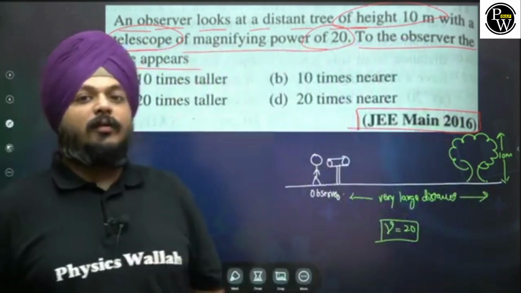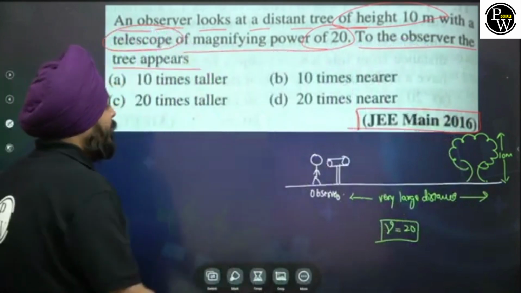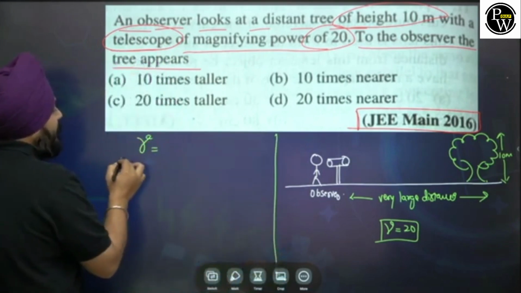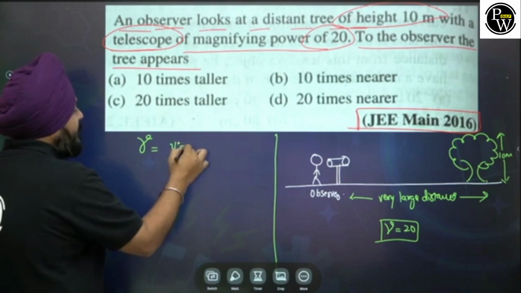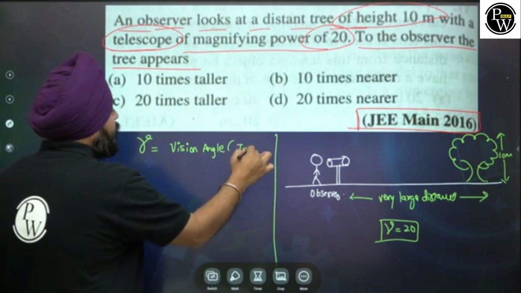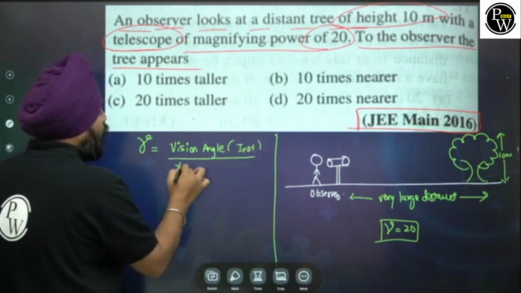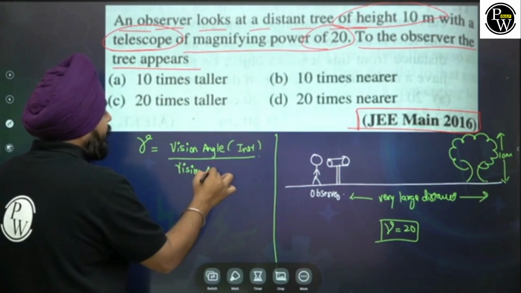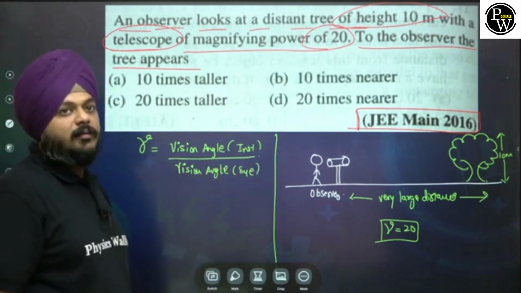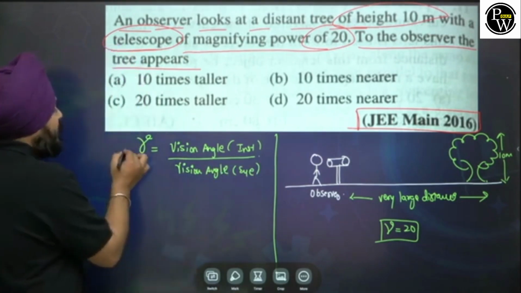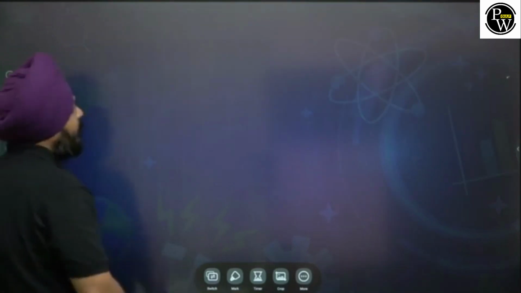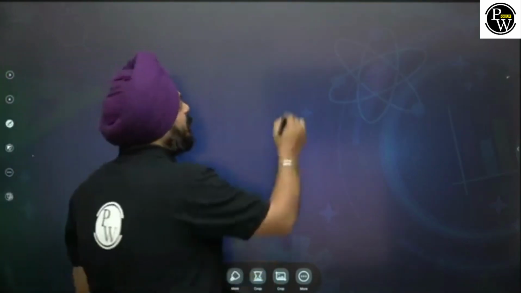First of all, we were talking about two different situations. The actual formula of the magnifying power is the ratio of the vision angle when seen through the instrument to the vision angle seen through the naked eye without the instrument. And this is given as 20. So as a solution, we are going to discuss two different situations.